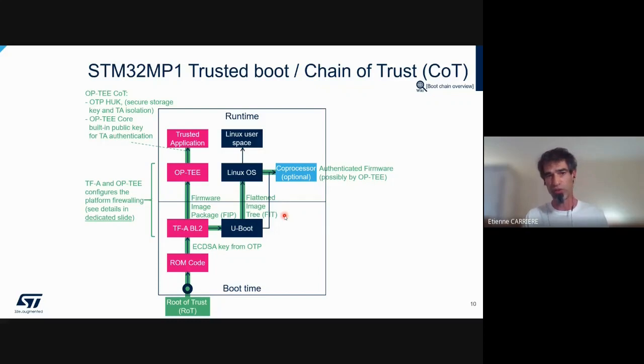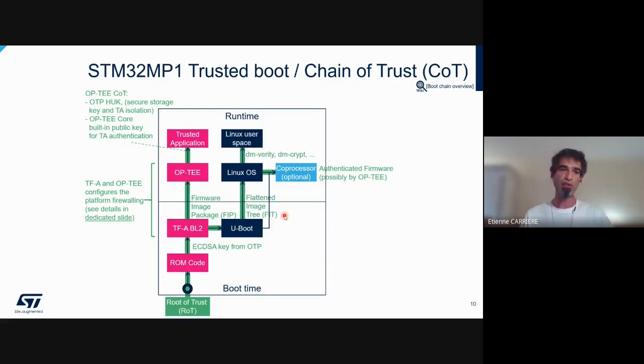A word about the coprocessor, because the coprocessor can be loaded and booted from U-boot or from the Linux OS itself. Actually, it can be done, and the same way we can use FIT, the firmware coprocessor image could be authenticated with FIP. We also have a way to have this authentication being done from the OPT and relying on some secret or something authenticated from the OPT itself. That was for the coprocessor.